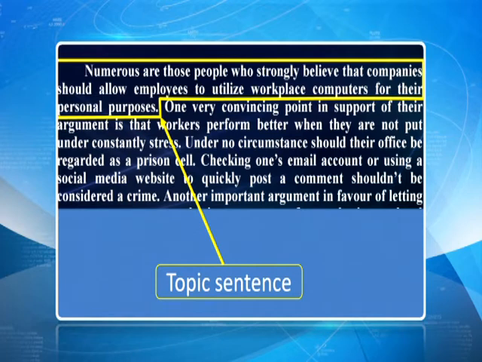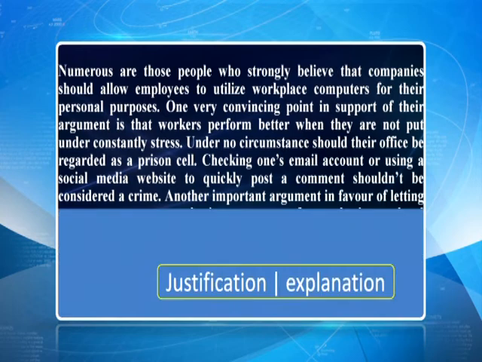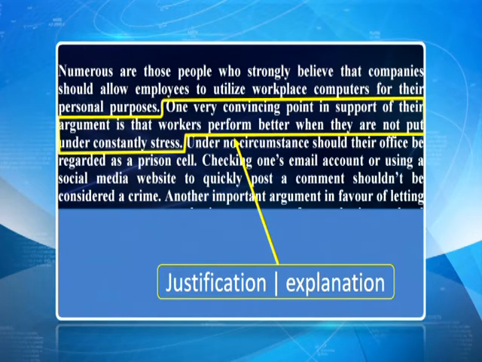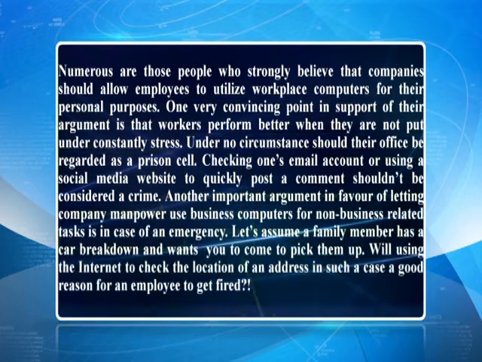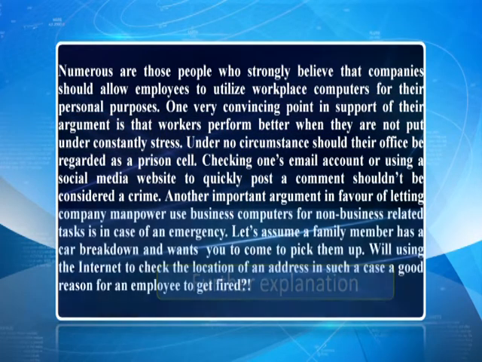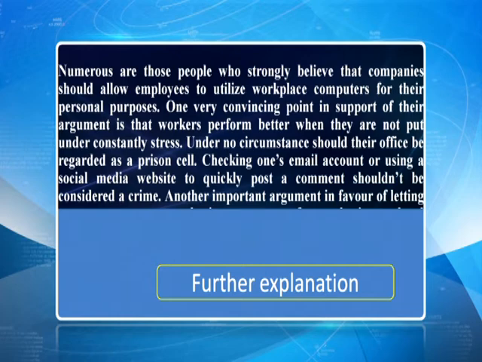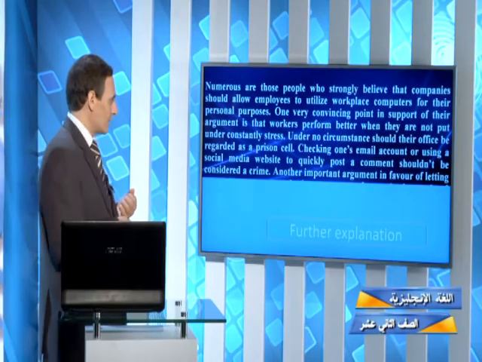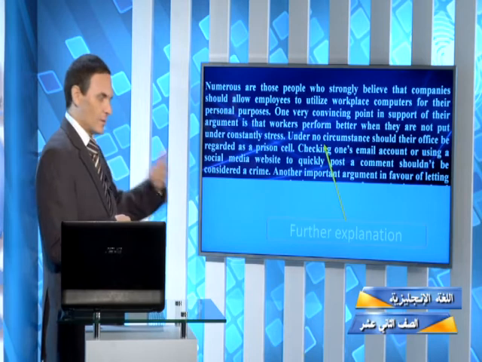I'm going to develop this topic sentence by using some details, some examples. I'm going to provide some explanation and give some reasons. Okay? So notice here that I'm going to provide justification and explanation. And this sentence suits the purpose. Okay? Another sentence is used to give further explanation. Okay? Here is the sentence that gives further explanation.